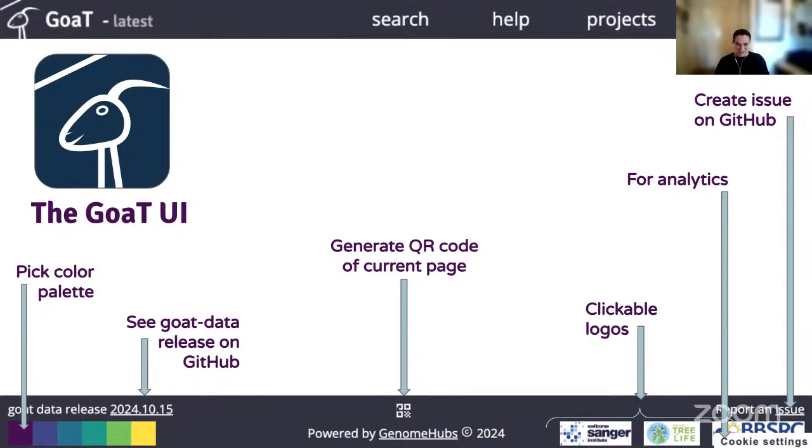This part here, you can generate a QR code of any page that you are at. That's why you have the fancy QR codes with the GoaT logo. These are clickable logos for our funders and the organizations that GoaT is part of. Then we have the cookie settings for analytics. I know that most people reject all cookies, but if you are using GoaT, it would really help us to see who is using it, for how long they stay on certain pages, and what they are looking for. I can access this information if you allow all. There's no stuff about vendors. And if there are any problems, you can create issues on GitHub.